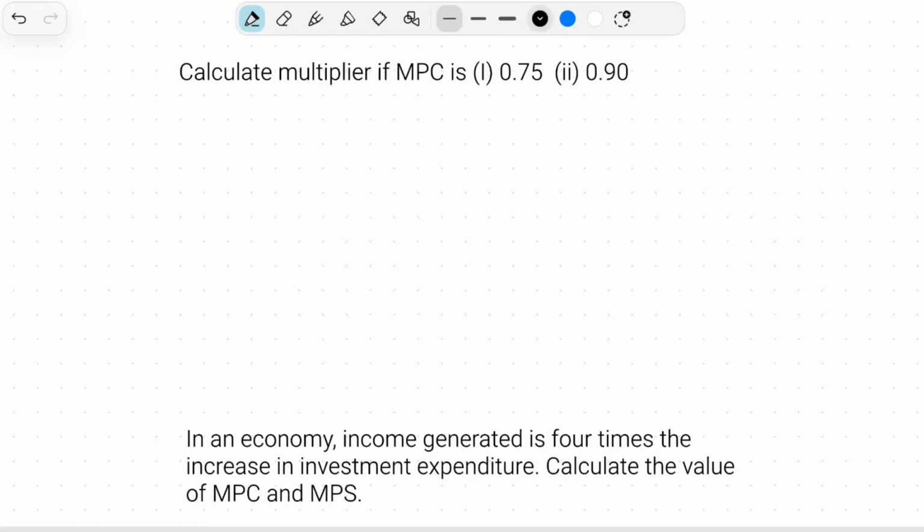Hello students, welcome to another lecture session. Today we will understand some practical problems from the chapter Income Determination and Multiplier.